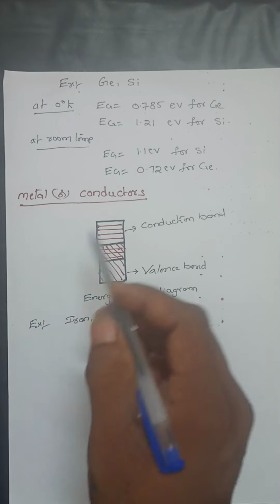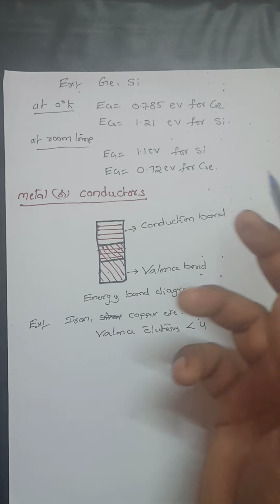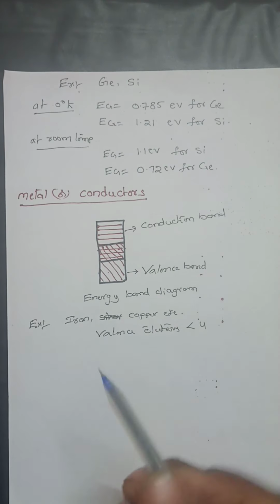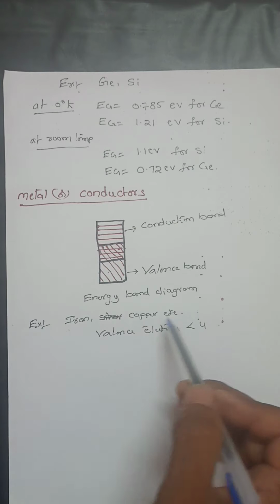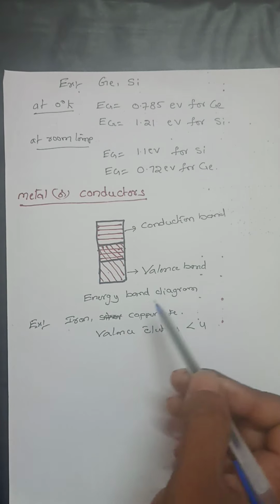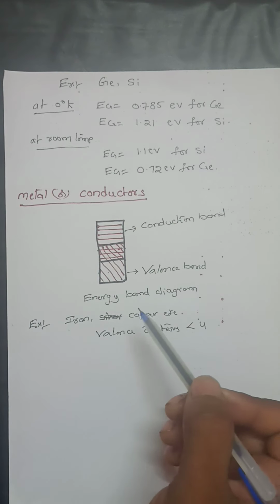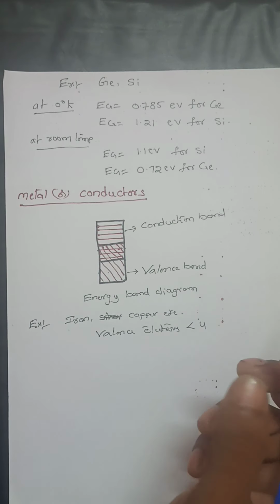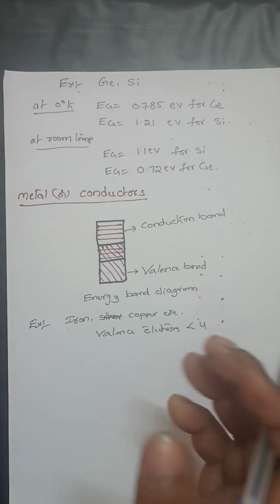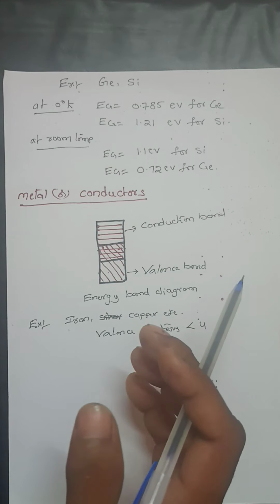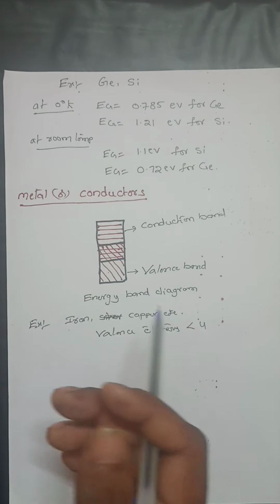The conductivity is always maximum, infinity. Examples are iron, silver, copper, etc. These are the examples of conductors. So this is about the energy band diagrams of materials.